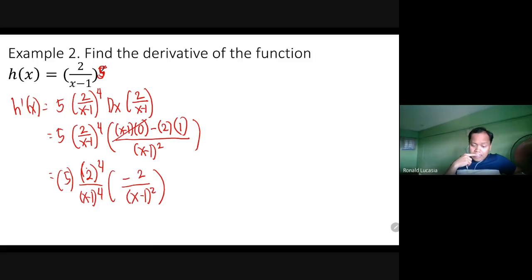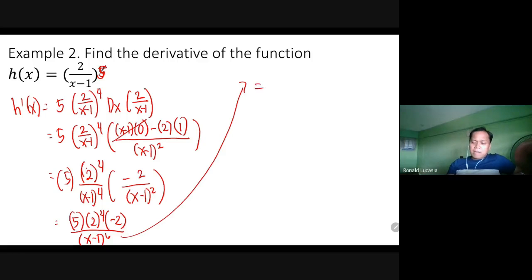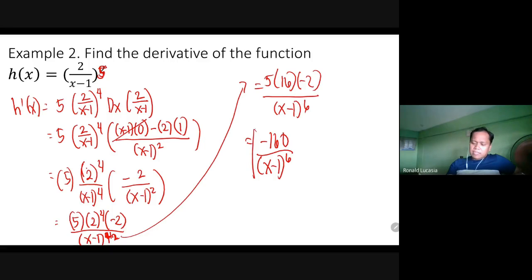Yan. So next is, i-multiply natin lahat ng numerator. That's 5. 2 to the 4th power times negative 2 over, yung baba natin ay the same na x minus 1 when you multiply it, that's x minus 1, 6, kasi 4 plus 2. So, ibig sabihin, the derivative of the function is 5 times 16 times negative 2, 4 plus 2 ko nga ito para hindi mahirapan. We have x minus 1, 6. So this is 5 times 16 ay 80 times negative 2, negative 160 over x minus 1 raised to the 6th power. That's the chain. That's the derivative one. Question?